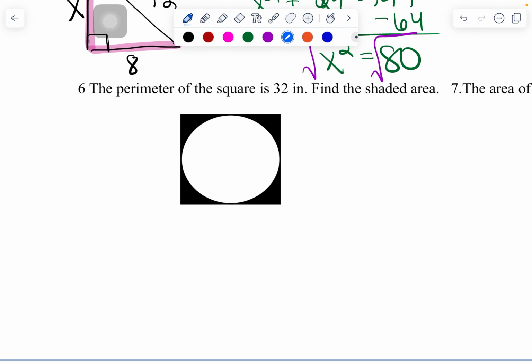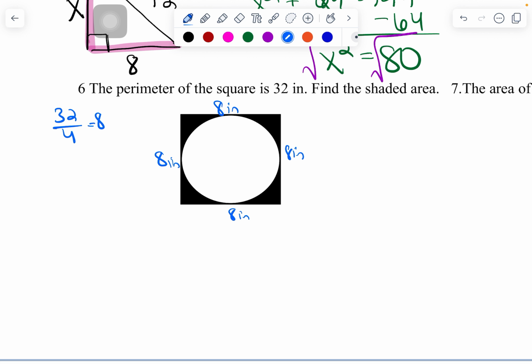A square has all the same side lengths, so all 4 of these sides are identical. If I take that perimeter and divide it by 4, I'm going to get 8. So there's 8, 8, 8, and 8. If you want to get super specific, all of those sides would be 8 inches.